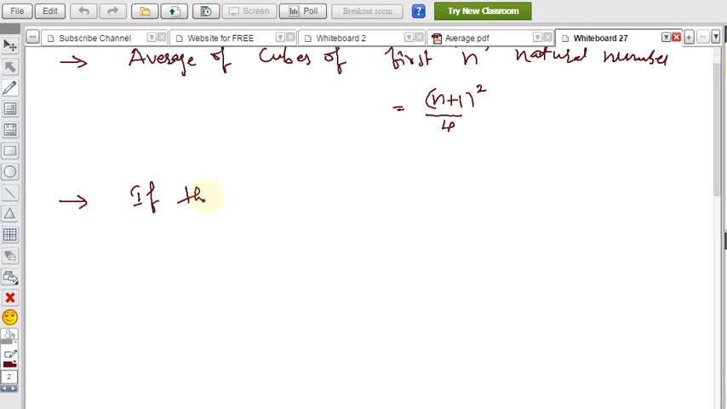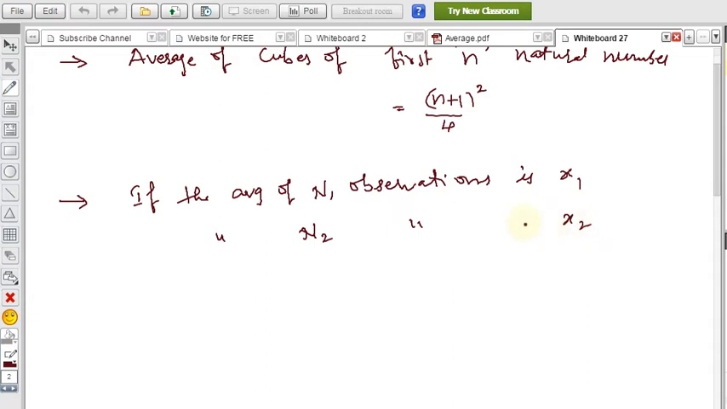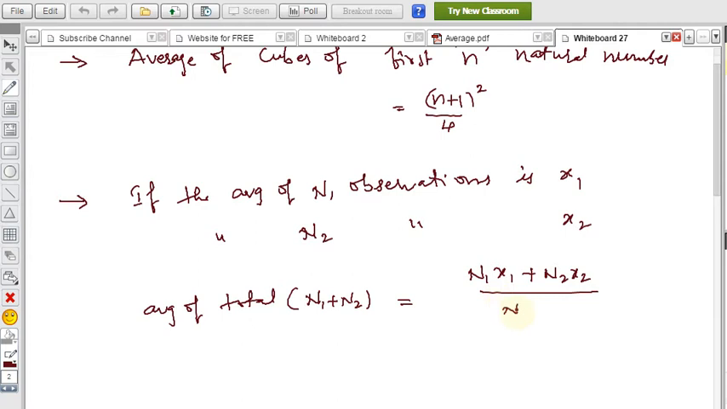If the average of n1 observations is x1, and the n2 observations' average is x2, then the average of the total observations, that means n1 plus n2, is equal to (n1 into x1 plus n2 into x2) by (n1 plus n2). So if they ask a combination, we can solve it with this method.